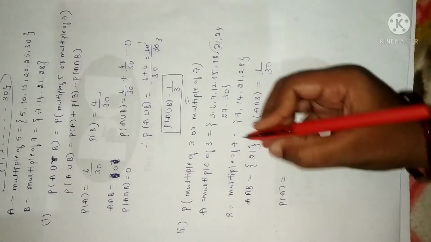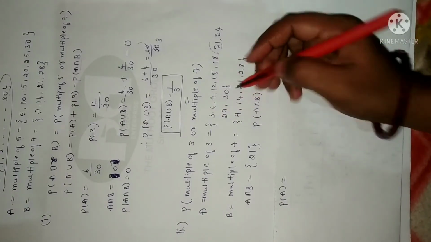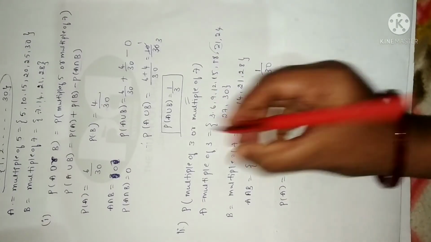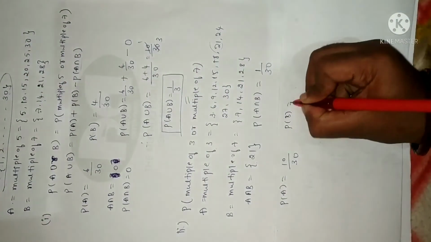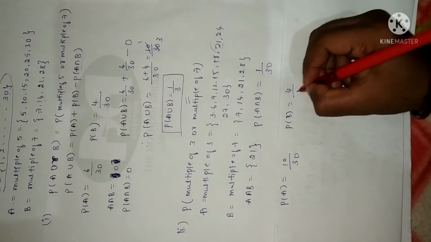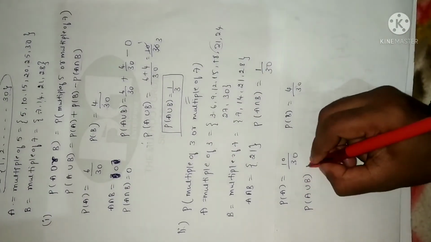Probability of A, in the sense, how many numbers are there in A? 1, 2, 3, 4, 5, 6, 7, 8, 9, 10 out of 30 numbers. Why? Because in the sample space we have 30 numbers. Similarly, the probability of B is 1, 2, 3, 4 out of 30 numbers. Now we need to calculate A or B, in the sense of the union of A and B.